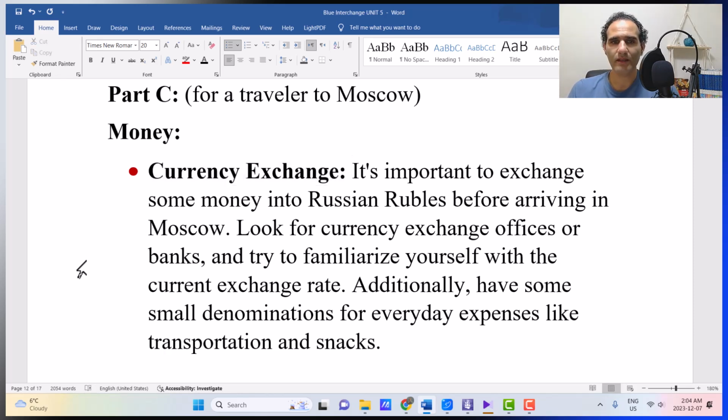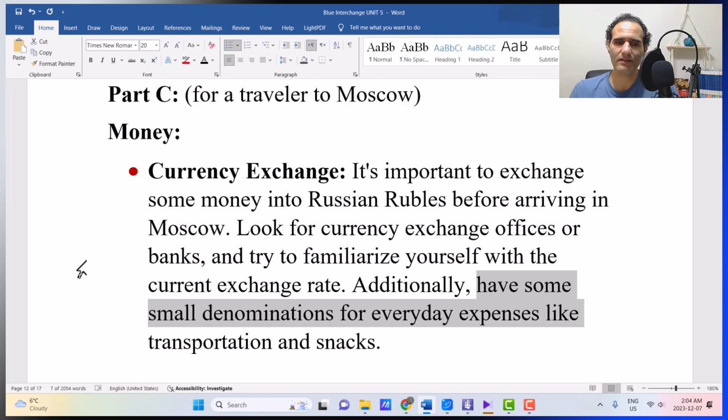For money, a traveler to Moscow: it's important to exchange some money into Russian rubles before arriving in Moscow. Look for currency exchange offices or banks and try to familiarize yourself with the current exchange rates. Additionally, have some small denominations for everyday expenses like transport and snacks.